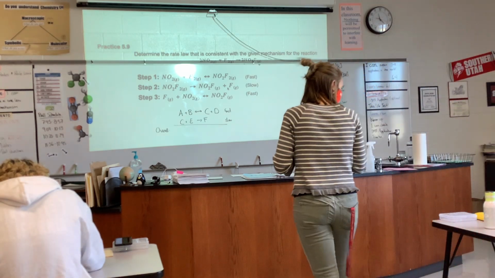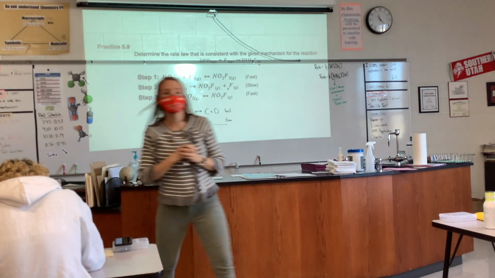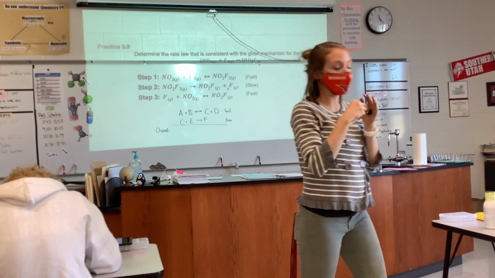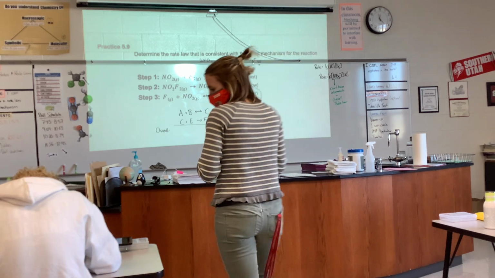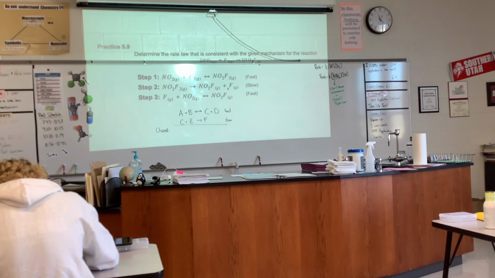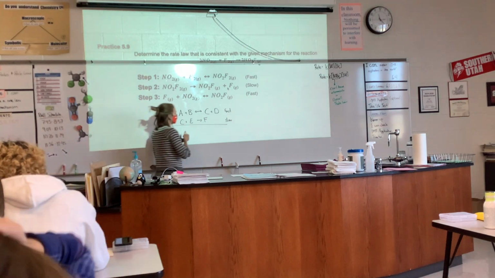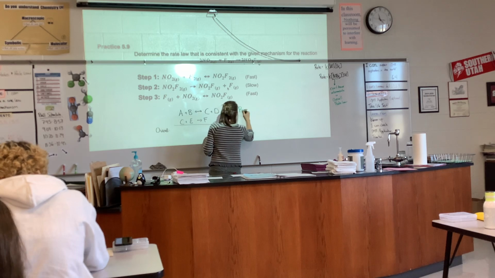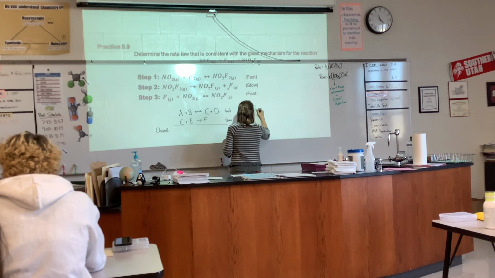So wait, we're supposed to find the overall rate law? Yes, finding the overall equation and the overall rate law. I think it's AB. That's what I think because look. The rate of the slow step is C, and you can't have C, and C splits up into AB. No, I'm like 90% sure. That's what I would do.